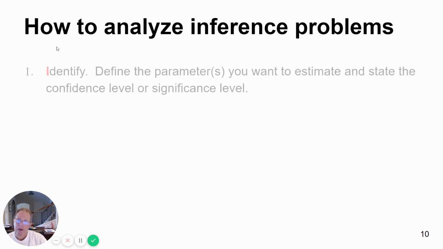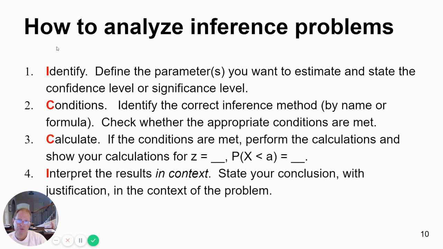Now, I'm going to introduce a new format for writing out your answers to FRQ questions. This is the format that we want you to use from now on for FRQ questions in this chapter as well as in later chapters. So the sooner you get used to using this format, the better. The format has an acronym. It is ICCI. The first I stands for identify, the first C stands for conditions, the second C stands for calculate, and the last I stands for interpret.